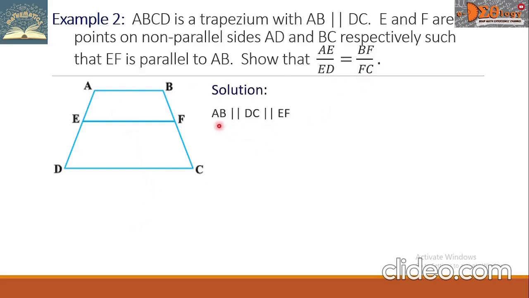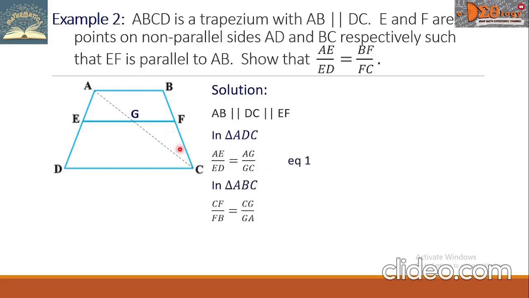We can write AB is parallel to DC and is parallel to EF. This is given in the problem. Let us draw a line connecting the points A and C. This line will intersect the line EF at the point G. Now, look at the triangle ADC. With our theorem, we can write AE over ED equals AG over GC. Let this be equation 1.